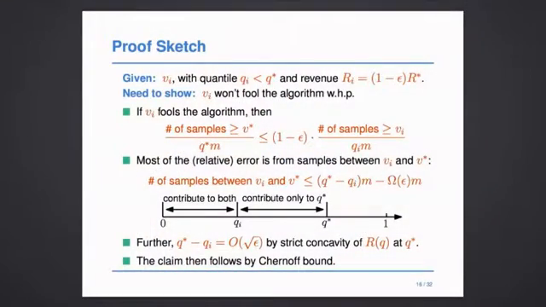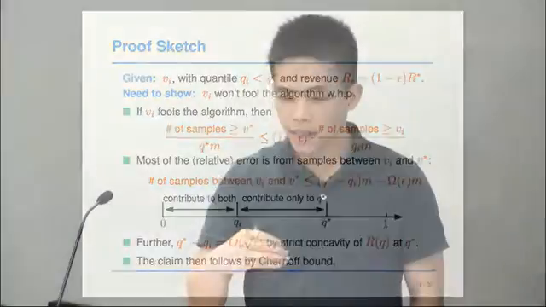The technical lemma says that when we move away from the optimal quantile, the revenue drops at least quadratically. And since this revenue is 1 minus epsilon times the optimal, that means this interval cannot be larger than roughly square root of epsilon, right? So we have an upper bound on the size of this interval, and we also have a lower bound on how much additive error we expect from this interval. And now it's just a simple application of the Chernoff bound, which tells you that with 1 over epsilon to the 3/2 samples, with high probability, this cannot happen.